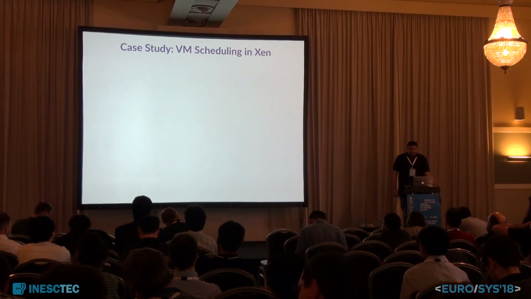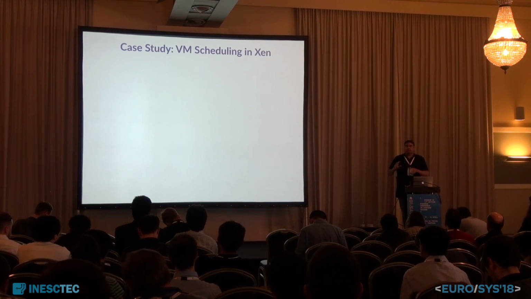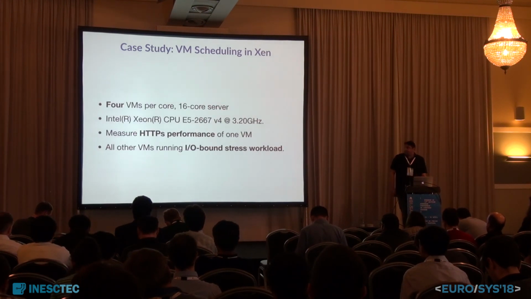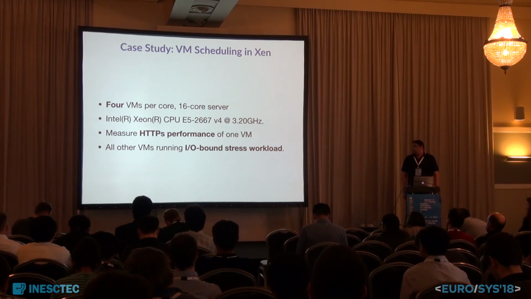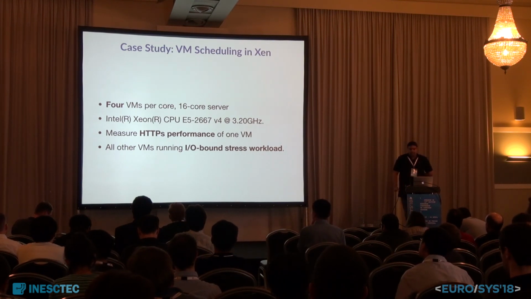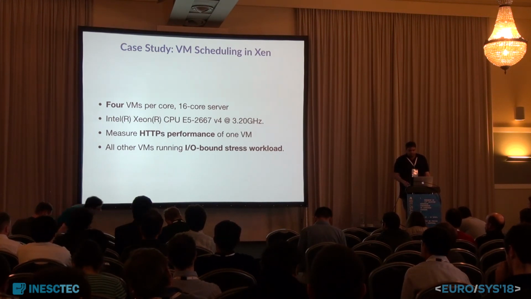So let me show you an example from the Xen hypervisor that demonstrates exactly how VM scheduling can affect application performance. We ran a very simple experiment on a 16-core Intel Xeon server running 4 VMs per core. And we measured the HTTPS performance of one of these VMs running Nginx, while all the others were doing some kind of IO-intensive background workload.